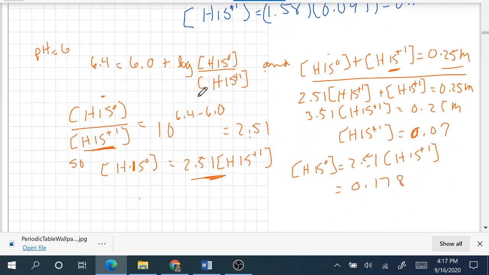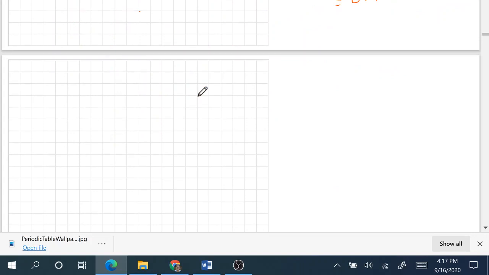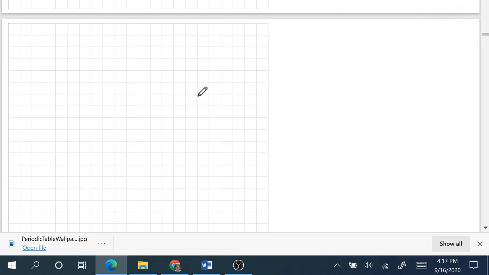Alright, and so I'm just going to calculate one more. Now your book does go through and calculate A and D at pH 6.4. The study guide does. And it's done the same way. It's just a very long calculation. So at pH equals 9.3, what do we have?